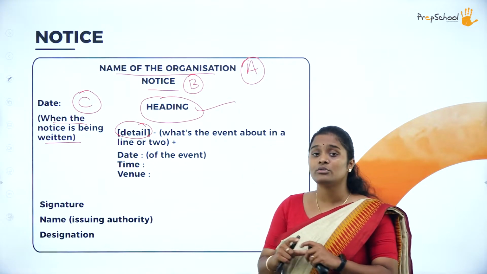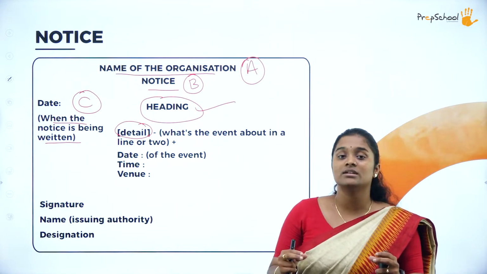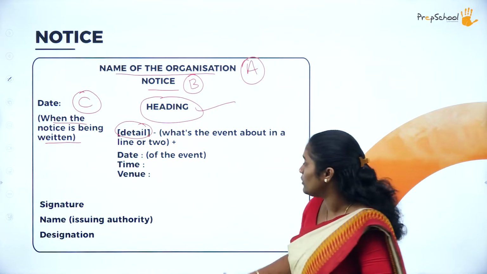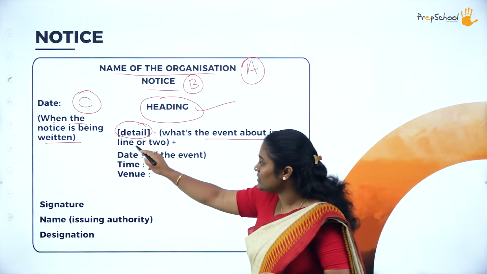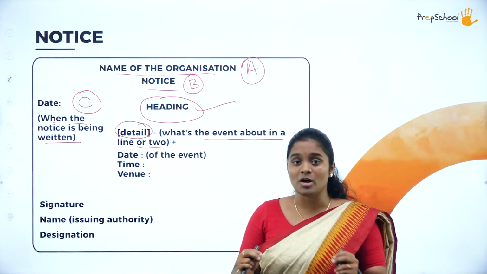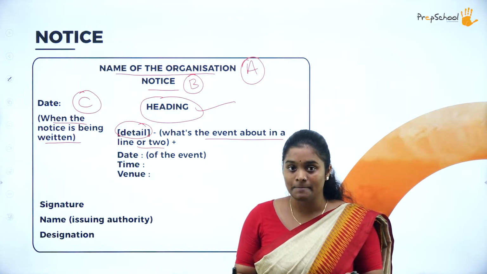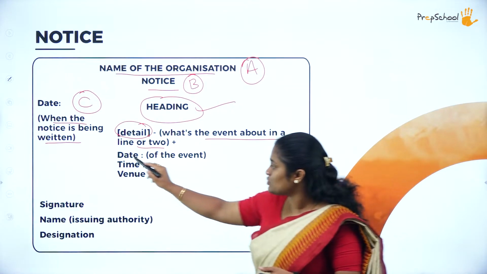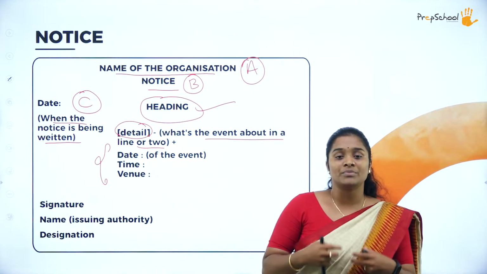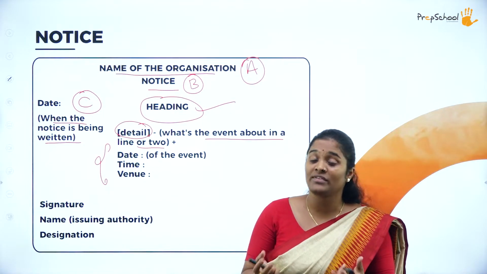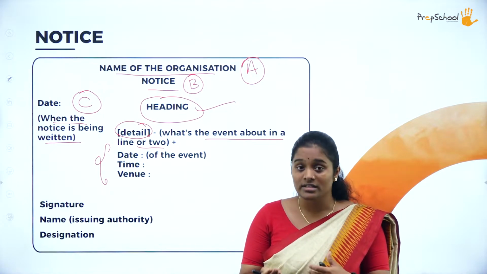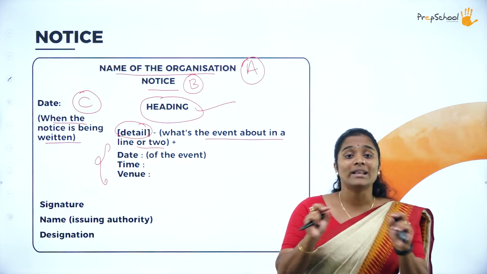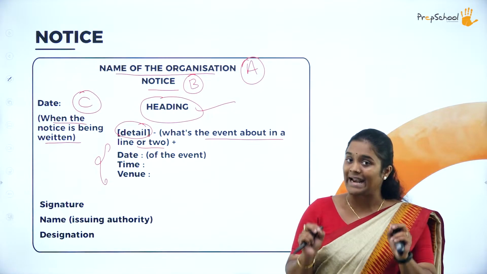In one line, you are going to write what this notice is, what is the purpose of this notice, why is this notice served to you, or what it wants to inform you about. So what's the event about in a line or two? A notice is never a paragraph, more than 2 or 3 lines. It should be just 1 or 2 lines. For instance, a renowned yoga guru or a renowned professor or writer is going to conduct a seminar on the topic of literary criticism, something like that. So one line, the whole thing is over. You keep it short and crisp.